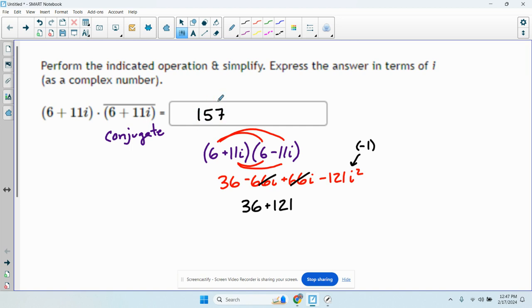If you know you're multiplying some complex number by its conjugate, there's kind of a shortcut. You might start to notice a pattern when you do these. Notice I ended up with 36 plus 121 from multiplying 6 plus 11i times 6 minus 11i. You can really just say, okay, whenever I'm multiplying a complex number by its conjugate, I'm just going to add the squares of these two numbers. It's kind of a quick shortcut. Maybe don't take that shortcut, but use it to just double check your answer real briefly. 157 is just 36 plus 121.